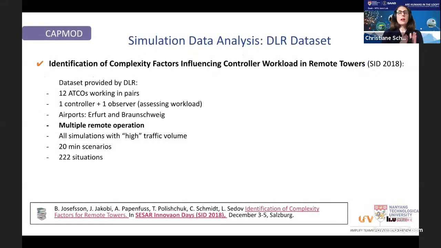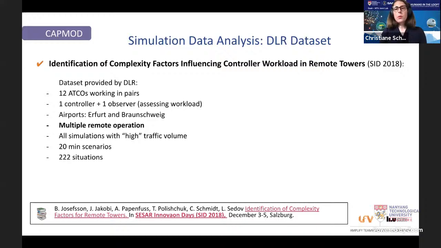The first thing that we wanted to do, going back to this first question of what drives the controller workload, was to identify complexity factors influencing the controller workload in remote towers. For that, we used the simulation data set provided by DLR. There were 12 ATCOs working in pairs, and always one was actively working as a controller. The other was observing and assessing the workload of the active controller. The simulation was run in multiple remote tower operation with 2 airports controlled simultaneously.